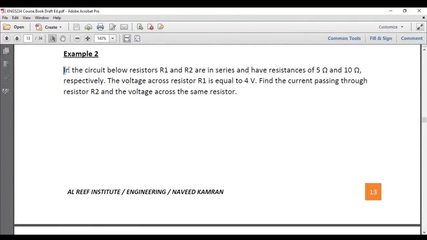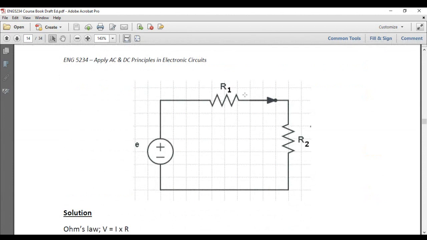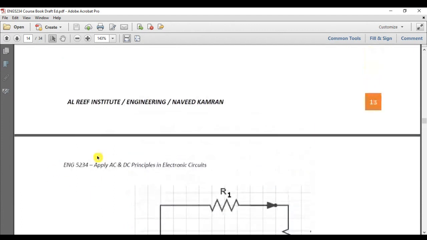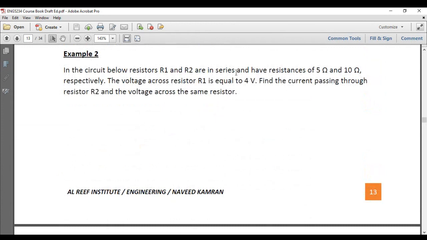So example 2 here is: in the circuit below, resistors R1 and R2 are in series. Let's see the circuit here. Yes, there are two resistors R1, R2. We know this is a simple series circuit connected with a voltage source. They are in series and have resistances of 5 ohms and 10 ohms. So R1 is 5 ohms and R2 is 10 ohms.